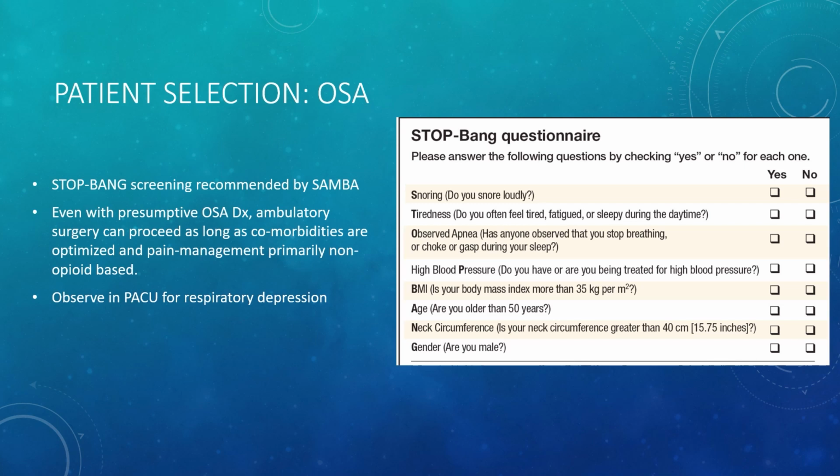So even if you presume that your patient, based on this questionnaire, has sleep apnea, those patients still may be candidates for ambulatory surgery as long as the comorbidities are optimized and pain management can be provided primarily on a non-opiate basis. In the recovery room, you should observe for excessive sedation and hypoxemia before discharging home to an unmonitored setting.